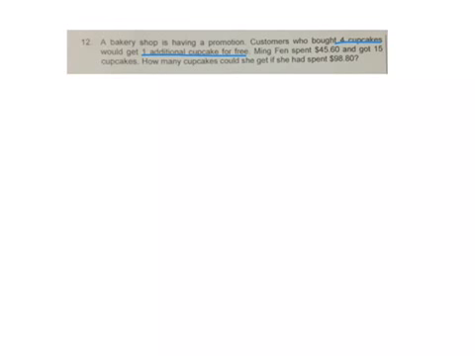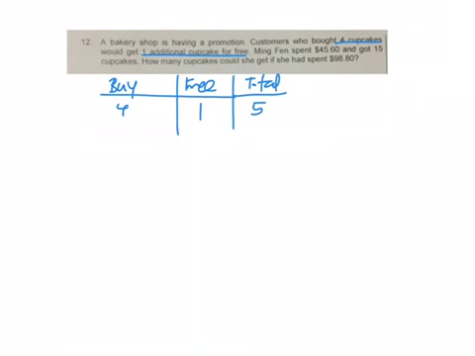So if I buy 4, I would get 1 free, and I would have a total of 5 cupcakes. Do you see how this works? Because if you buy 4 cupcakes, you will get 1 additional cupcake for free. So for the amount you spend on buying 4, you would get 5 cupcakes. So this would be 1 group of cupcakes.